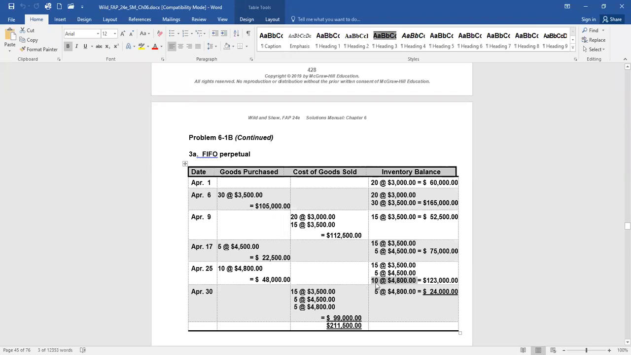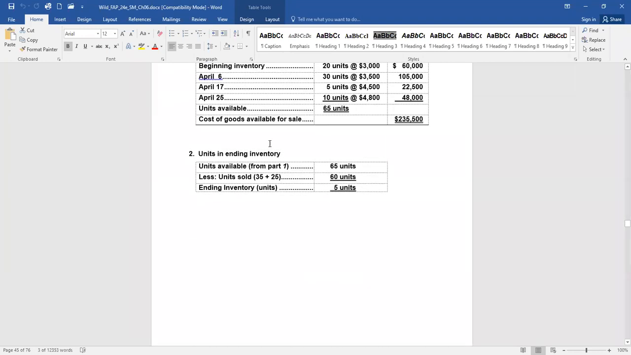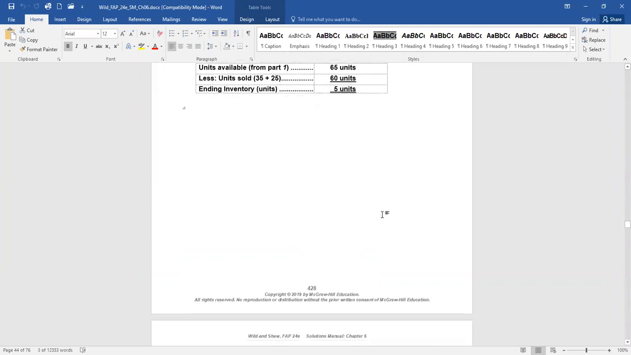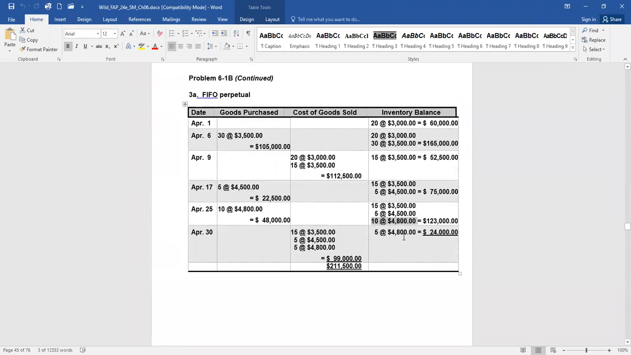What's left after this sale? Well, there's only 5 of the ones that cost $4,800 left. So the ending inventory balance on April 30th would be $24,000. And it flows through true to what we set up here. We add 65 we could have sold. We sold 60 of them. There's 5 left. Under FIFO, these 5 cost $4,800 each. Under FIFO, our total cost of goods sold is $211,500. So that's one way we could have removed the coffee cups as we sold them.